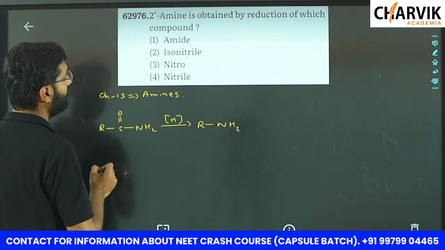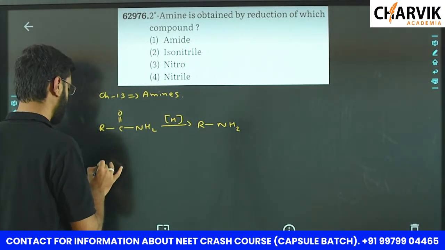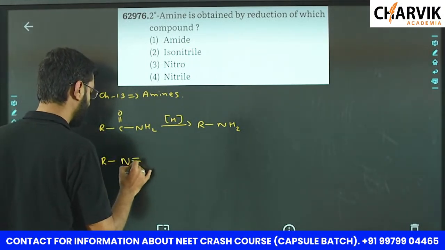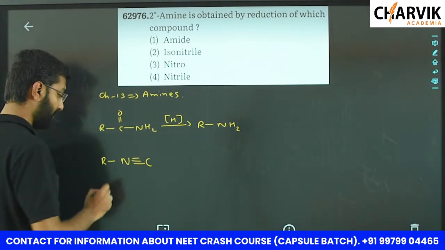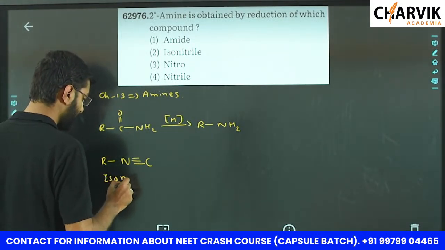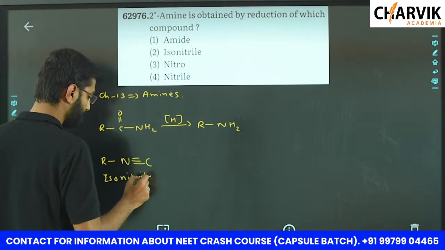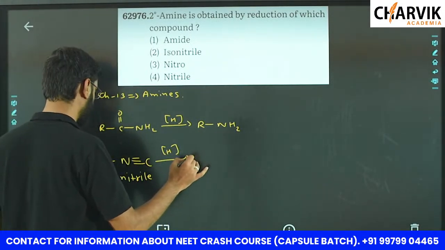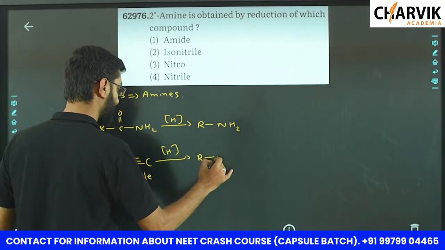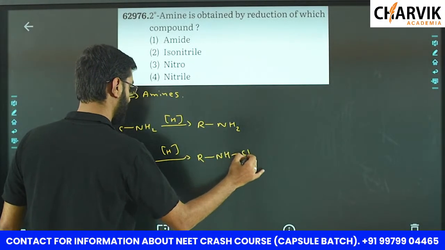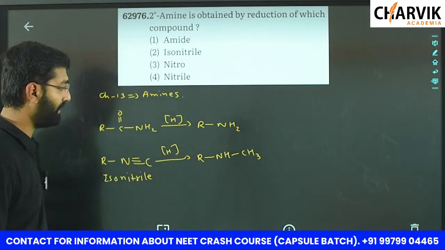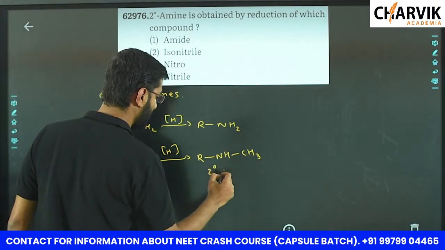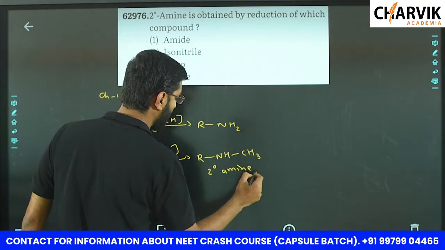Second is isonitrile. N triple bond C. This is isonitrile. By reduction of isonitrile, you will get R NH CH3, and this one is your secondary amine.